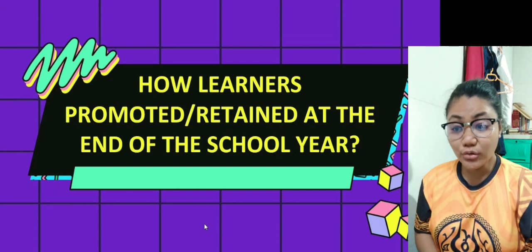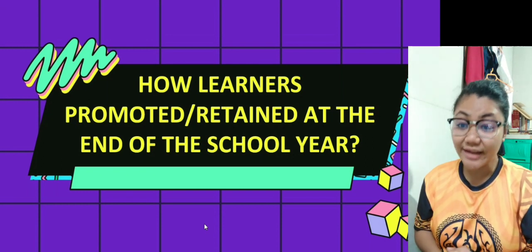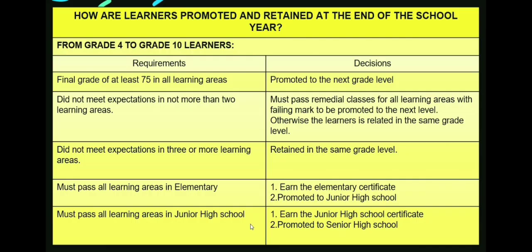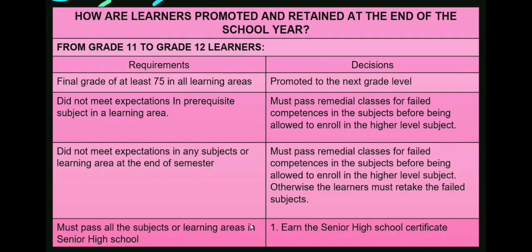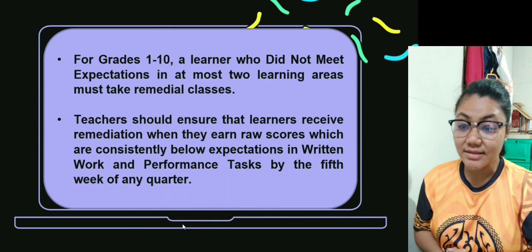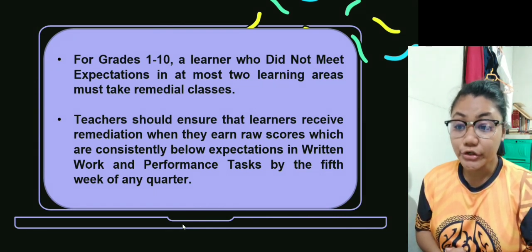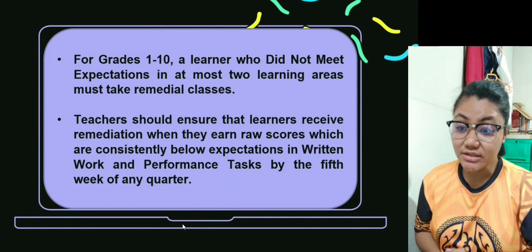Next is how learners are promoted or retained at the end of the school year. So this one is for grade 1 to grade 3 learners. This one is for grade 4 to grade 10 learners. And this one is for the grade 11 to grade 12 learners. So remedial classes are conducted after the final grades have been computed. The learner must pass the remedial classes to be promoted to the next grade level.